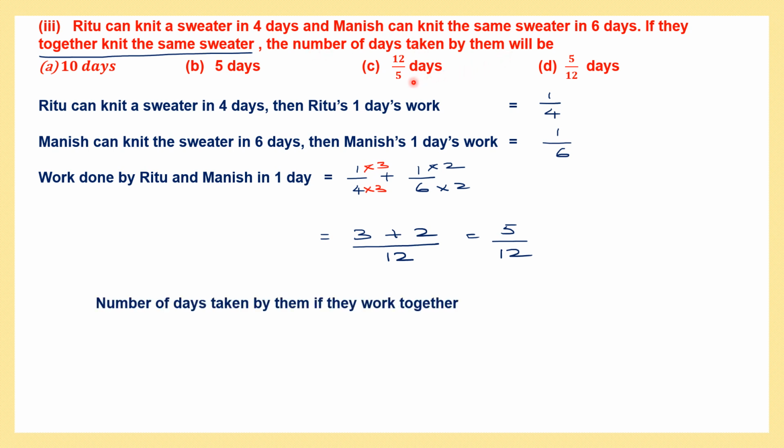So to find the number of days taken by them if they work together, all you have to do is write the reciprocal of this. So the reciprocal of that is equal to 12 by 5. So this is the answer. The number of days taken by them if they work together is 12 by 5 days. So this is our answer, and that is option C. Option C, 12 by 5 days.